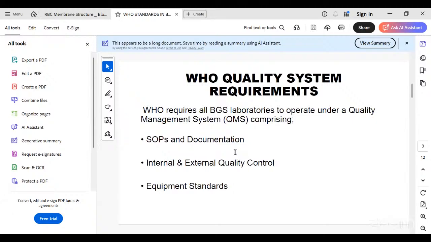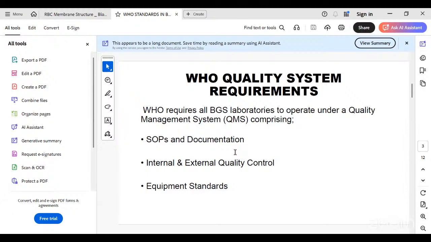So the requirements. The WHO quality system is one of the requirements. These are the documents that are expected of us to be kept in the lab: the SOPs and other documentation on our equipment, on personnel training, and on the control, both internal and external. Okay, next one is internal and external quality control.